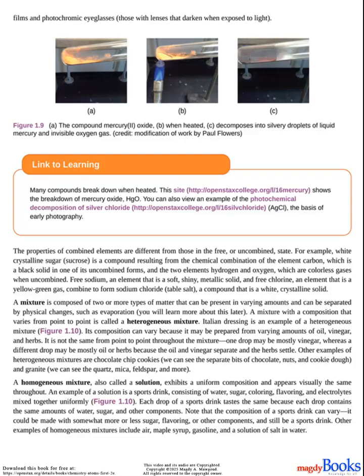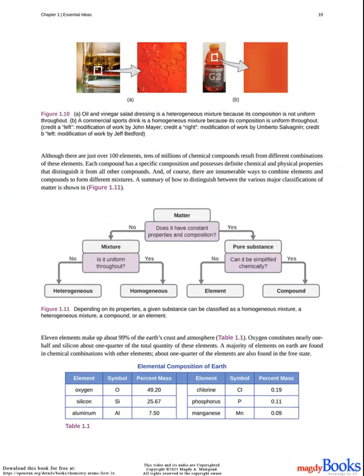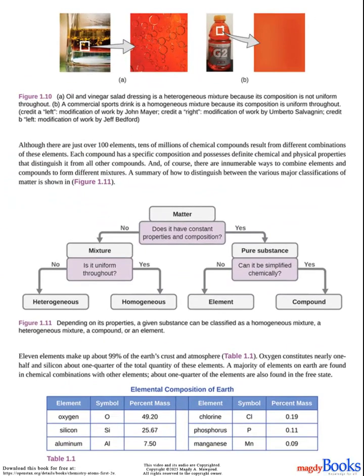Other examples of homogeneous mixtures include air, maple syrup, gasoline, and a solution of salt in water. Figure 1.10. A. Oil and vinegar salad dressing is a heterogeneous mixture because its composition is not uniform throughout. B. A commercial sports drink is a homogeneous mixture because its composition is uniform throughout.